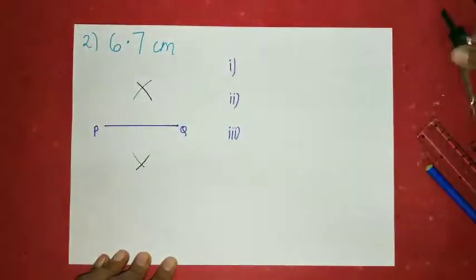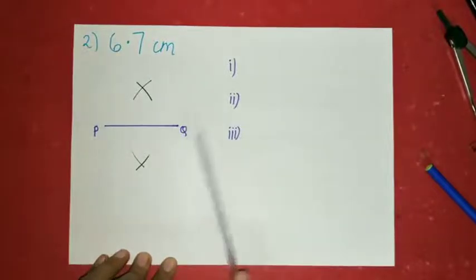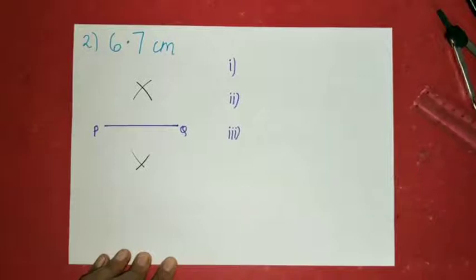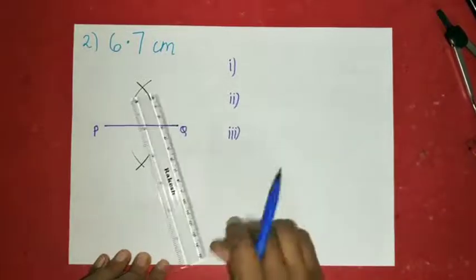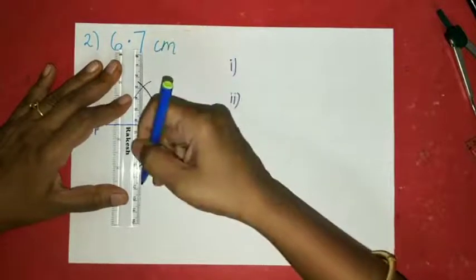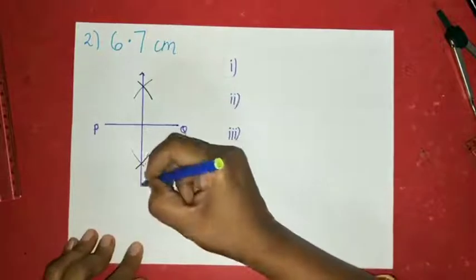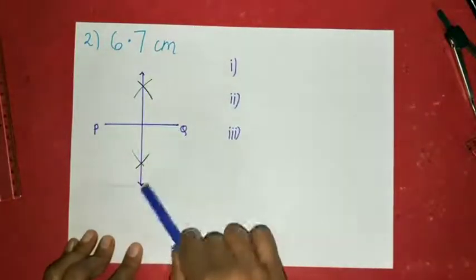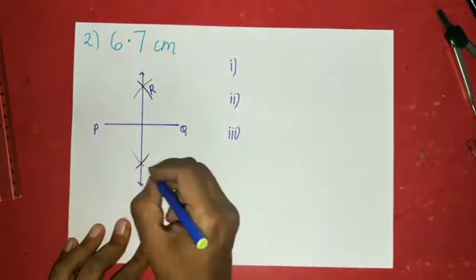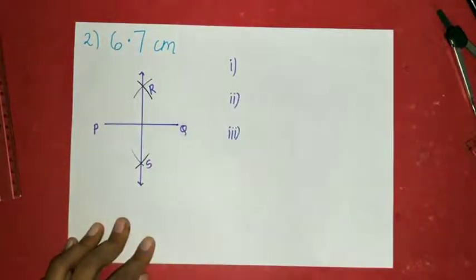So now what we did here, from both the vertices, that is from vertex P as well as vertex Q, we gave the arcs of same measure above and below the segment. Now take your ruler, join it. Now give the arrows, give the name to these intersecting points or to the line. I am giving here RS. Now line RS is the perpendicular we have drawn here.